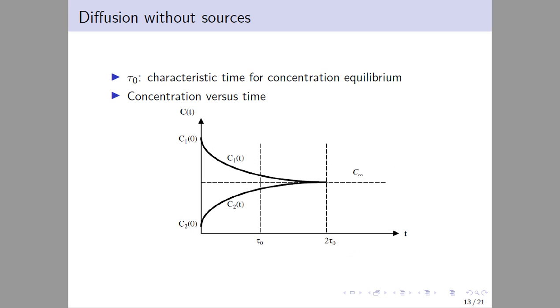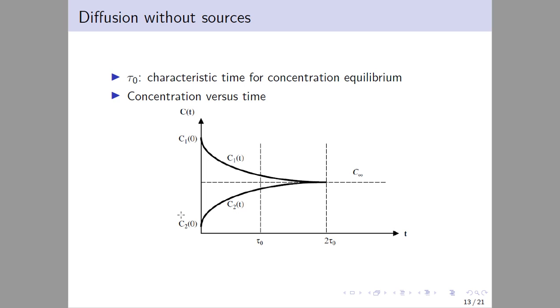Tau naught is equal to the kinetic time for concentration equilibrium. So how fast component 1 becomes equal to component 2, or the concentration in compartment 1 becomes equal to the concentration in compartment 2.